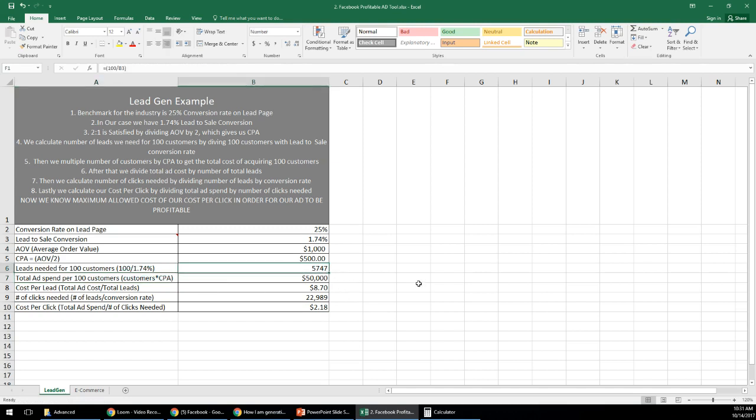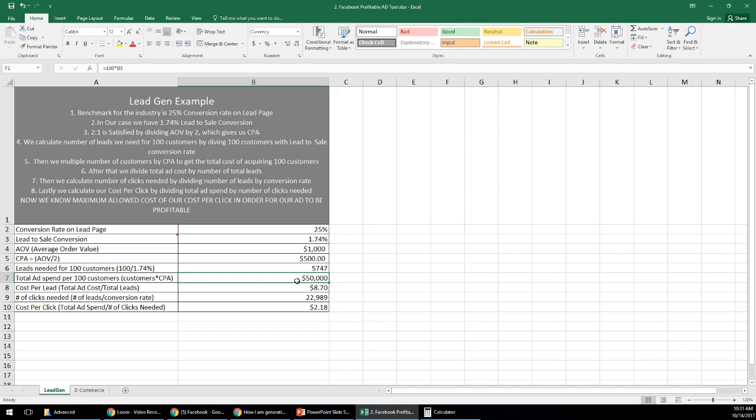So that means that for 100 customers, we need 5,747 leads. And the way we get that number is by dividing 100 by 1.74. That's what's going to give us this number here. Now, knowing that, we know that for total ad spend per 100 customers, we have to spend $50,000. In order to generate 100 customers, we have to spend $50,000 in ads.